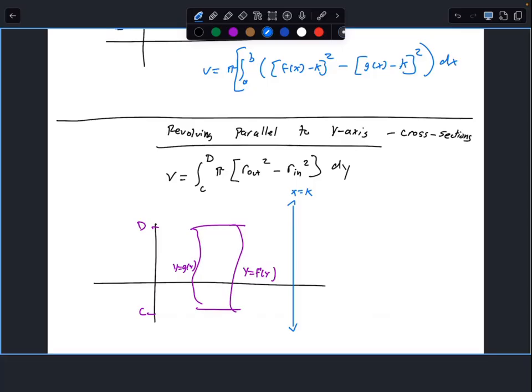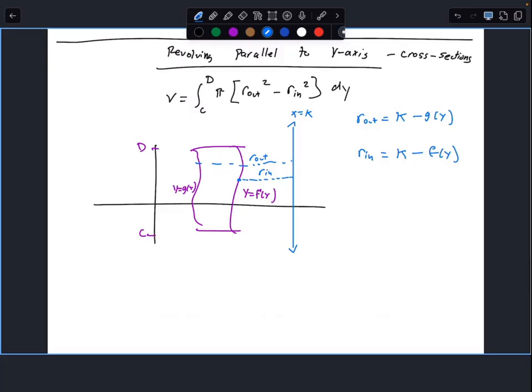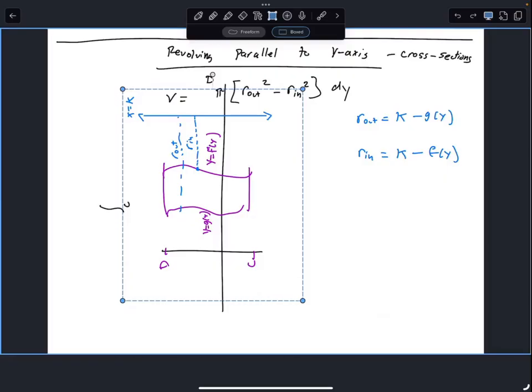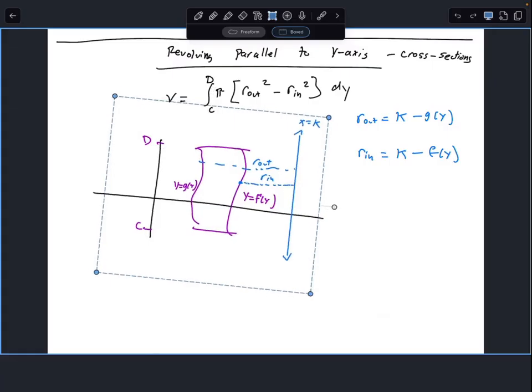And so, once again, what I always like to do is I say, okay, that's our inner, the first one I hit. The second one I hit from my axis is r outer. So my r outer in this case would be k, which is bigger, minus g of y, and r inner would be k minus f of y based on the image that I drew. If the axis of revolution was to the left of the region, then it would be the function minus k. This is very similar to if that axis of revolution was above the region, then it'd be k minus versus the one that we have right here.